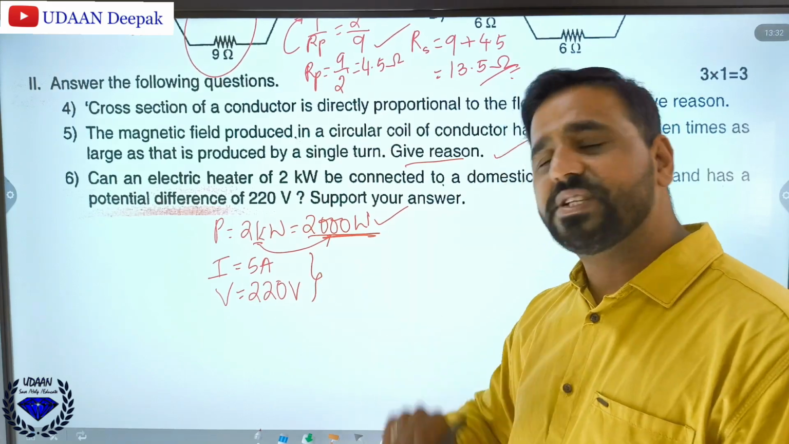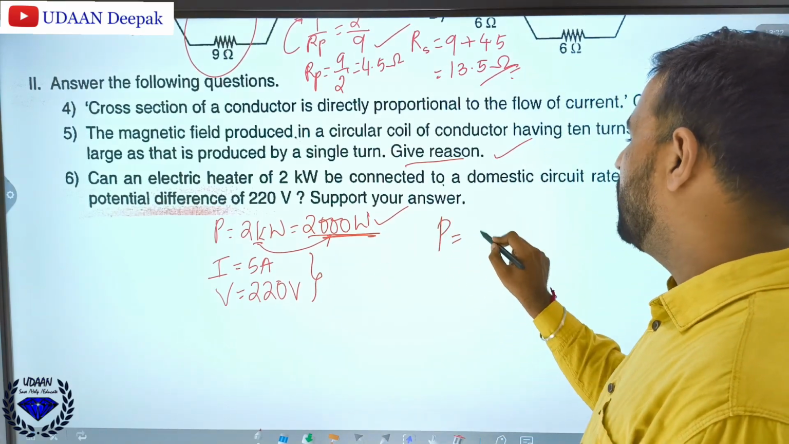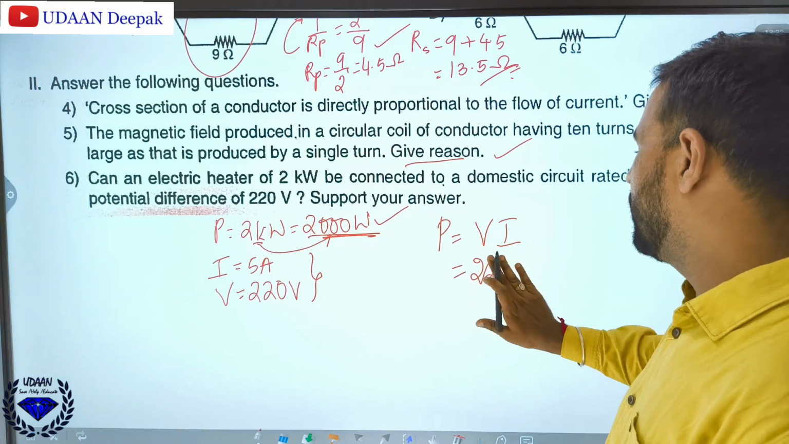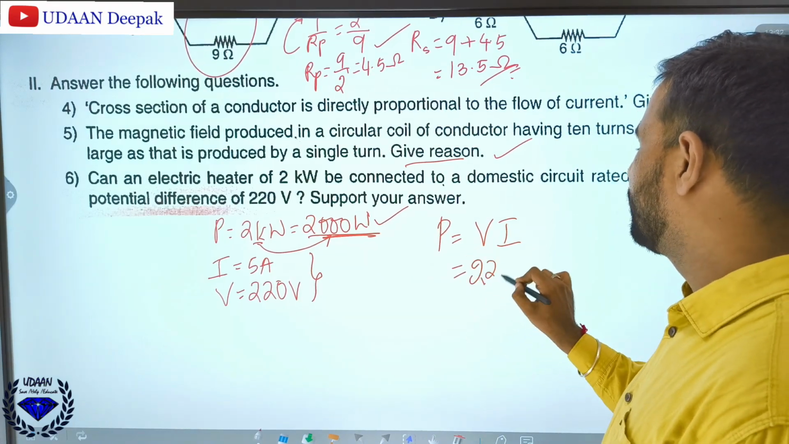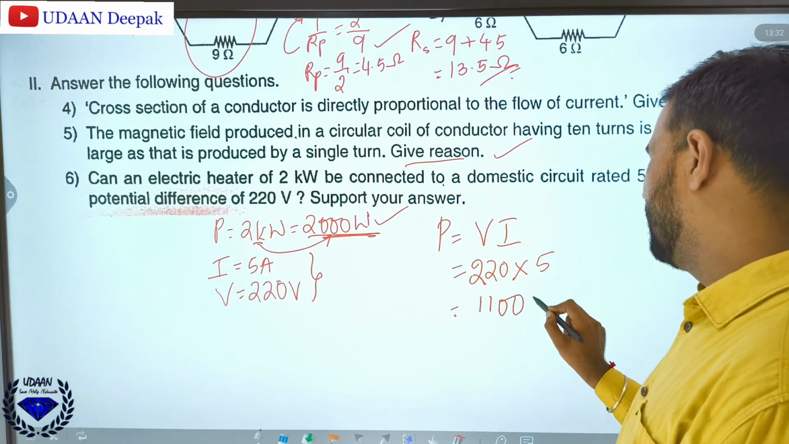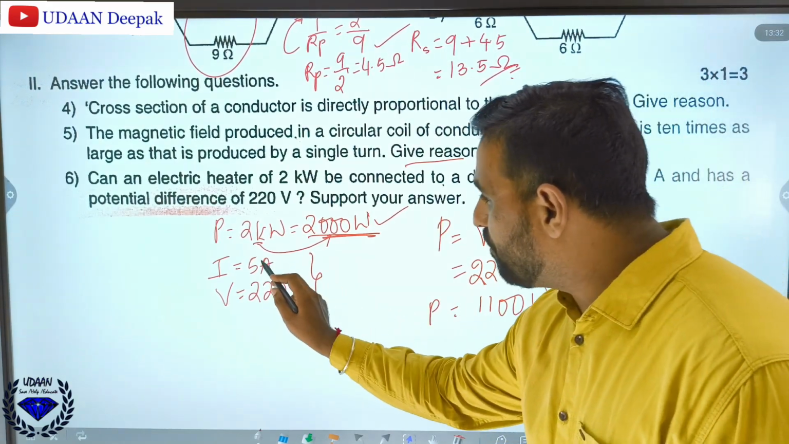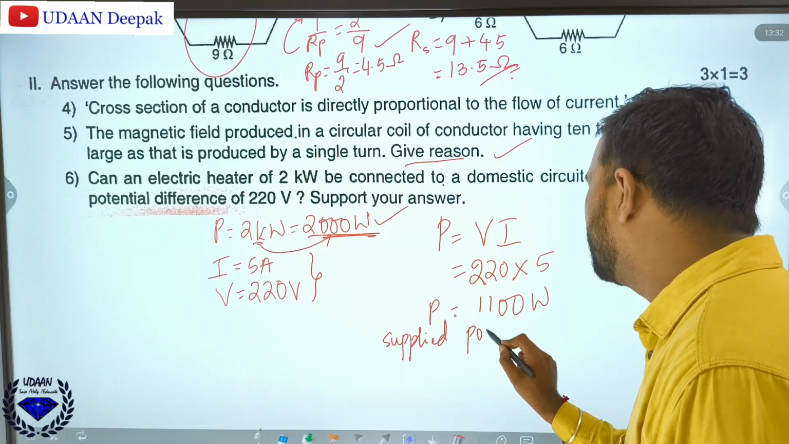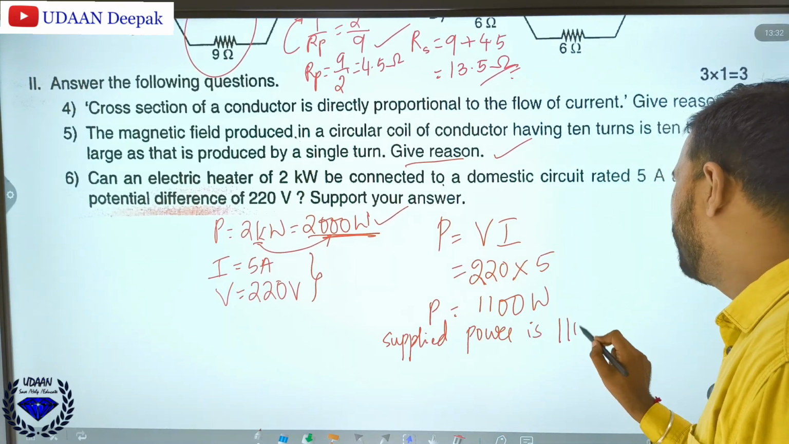First we should see the power which is given. So what is the power formula? Power is equal to V into I. So V is how much? 220. Okay, V is how much? 220 into I, which is how much? 5. So it is 1100 watt. See here, the supplied power is how much? 1100. So the supplied power is 1100 watt.